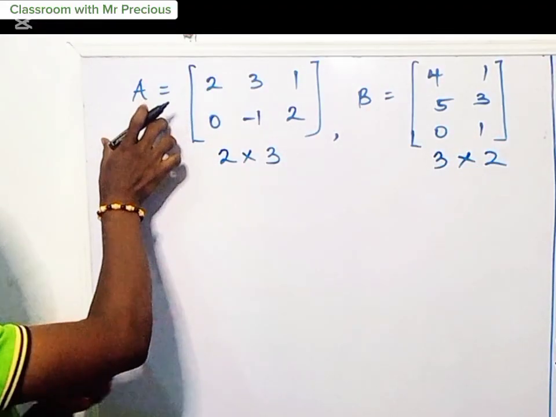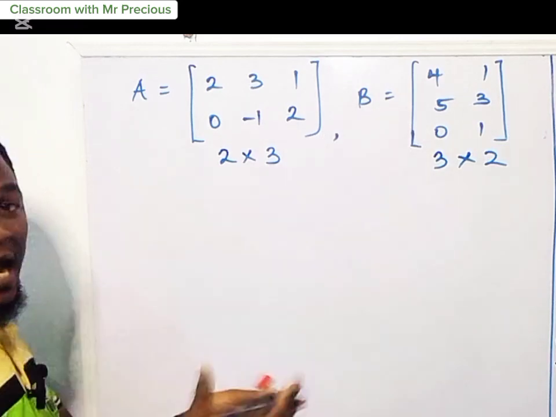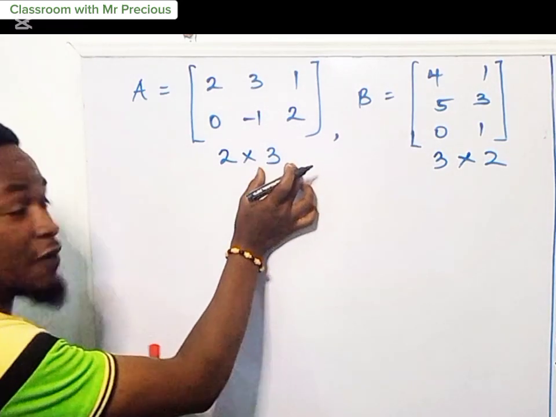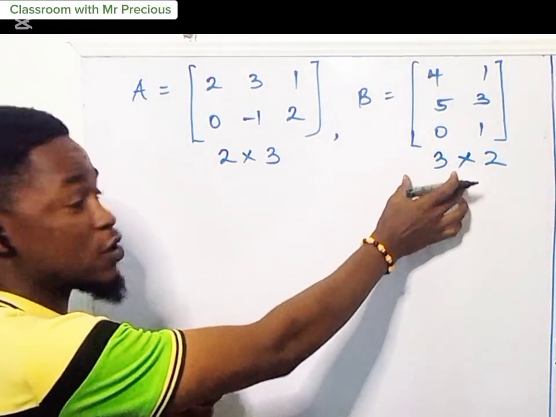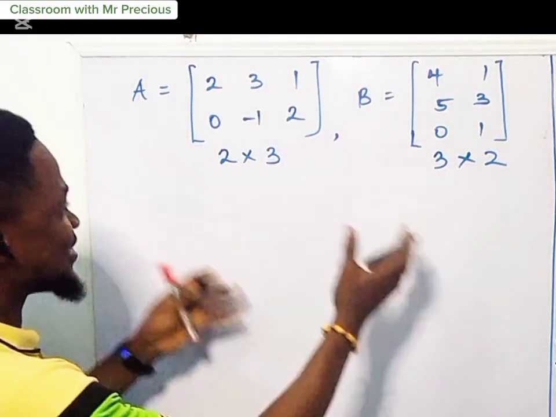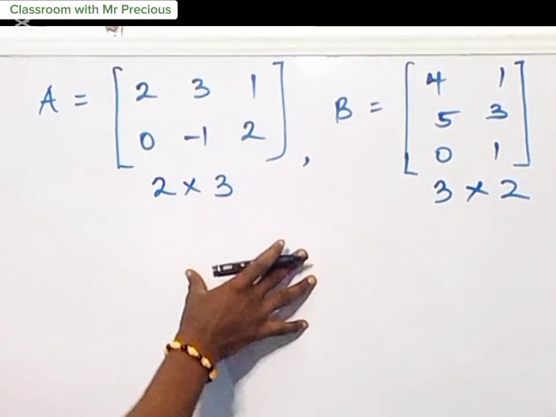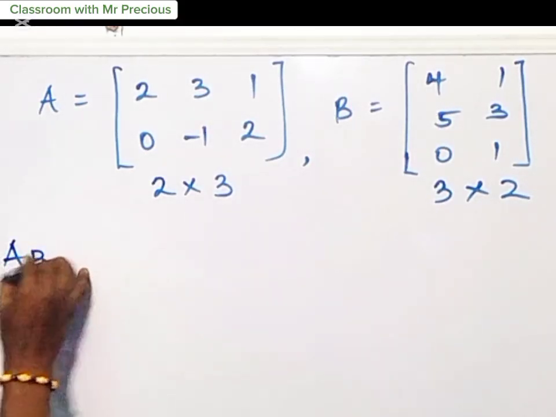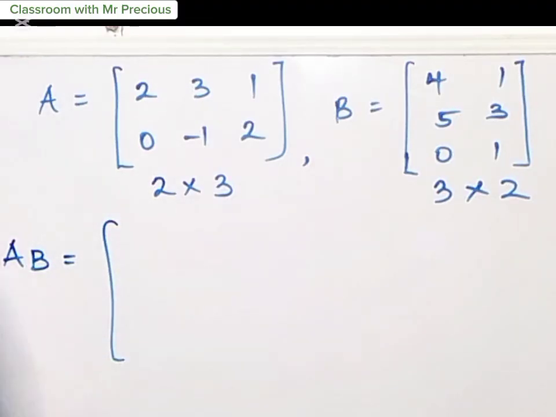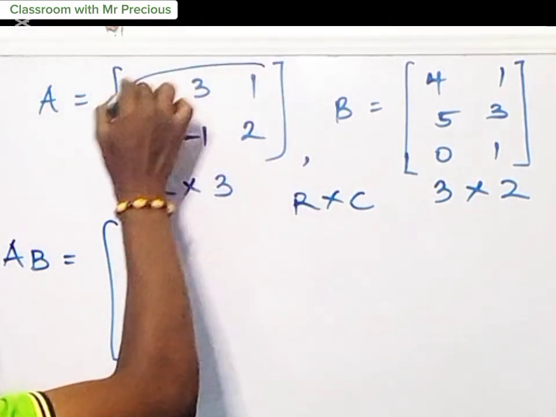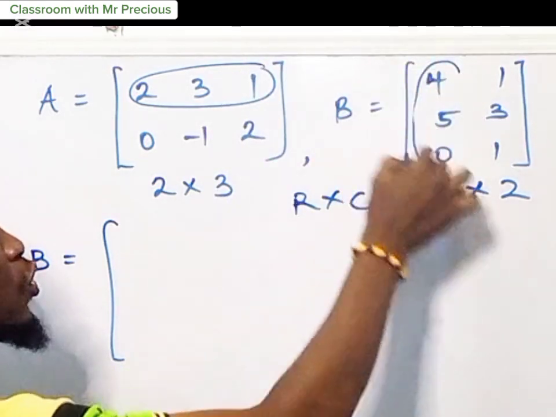Now this matrix A and this matrix B can multiply. It is defined because the column of the first matrix and the row of the second matrix are the same. So because they are the same, they can multiply each other. So let us look for AB. Now AB is very easy to get, right? I said if you want to multiply, you do the row times the column. So this row will multiply this column.